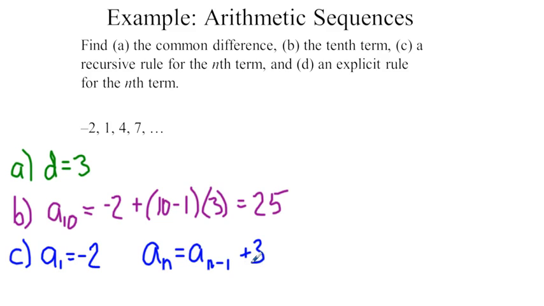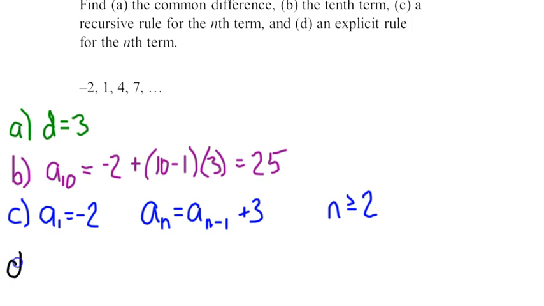Another extra thing we need to have when talking about the recursive rule is stating for which n values we're working with. In this case, to make this true for our given sequence, we have to start our n value at greater than or equal to 2. Okay, I know that's a little confusing, so if you have questions on that last portion, make sure to ask me.